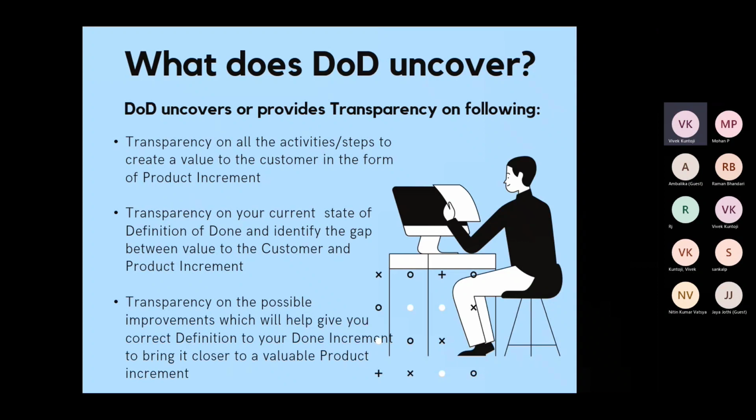So that is the reason why it brings that transparency: this is your desirable, valuable product that the customer is expecting from you, and this is what you're trying to build. What improvements are required to make it closer to what it should look like, what the customer is expecting. So these are the transparencies that it will bring to you, so that you can improve in a timely manner and deliver value very effectively.